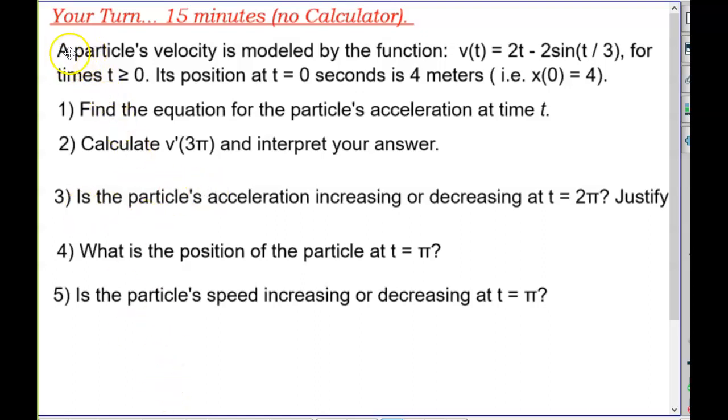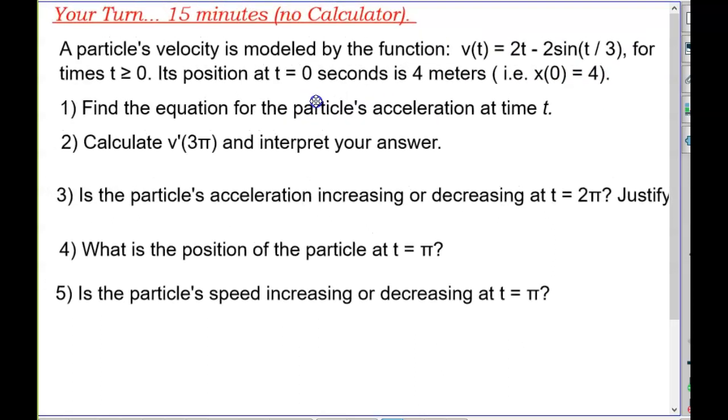But let's look at what we have here. A particle's velocity is modeled by the equation v of t for times greater than 0. Its position at 0 seconds is 4 meters. Notice the way they wrote this: x of 0, so x stands for our position equation. So we know that the starting position is 4.